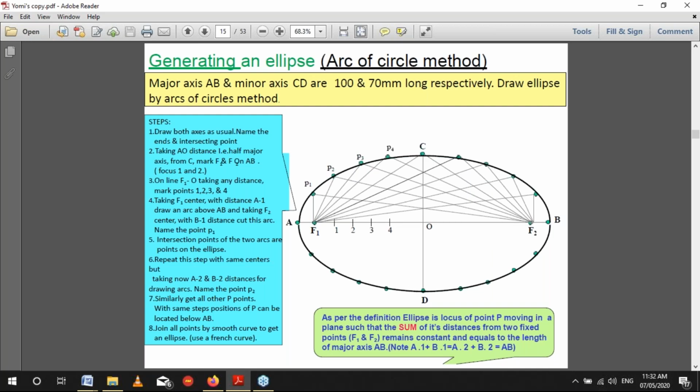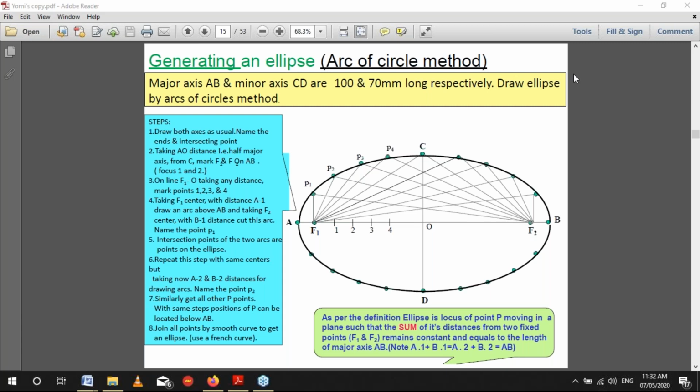After you draw the arc above AB, taking F2 as the center, with distance B1, you cut this arc and name the point P. You cut the arc and name the point P. You could see it there, where we have our P1, P2, P3, P4. That is what we mean by that.